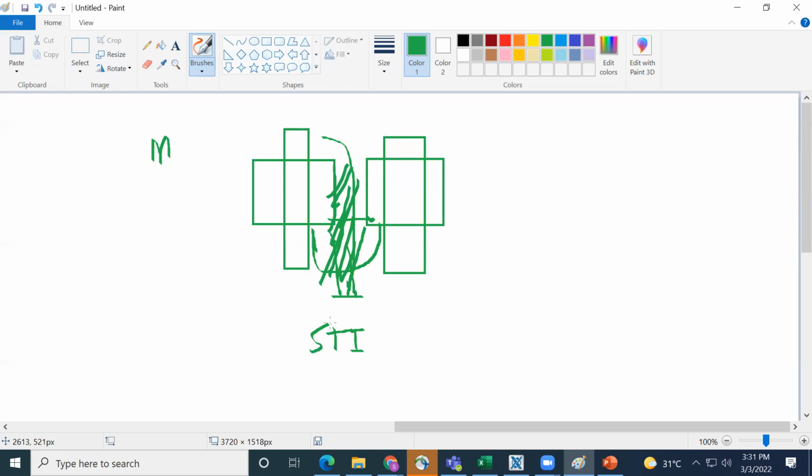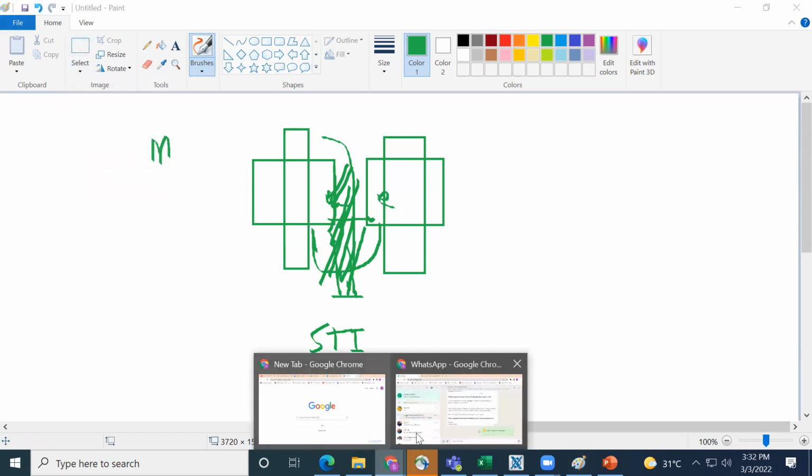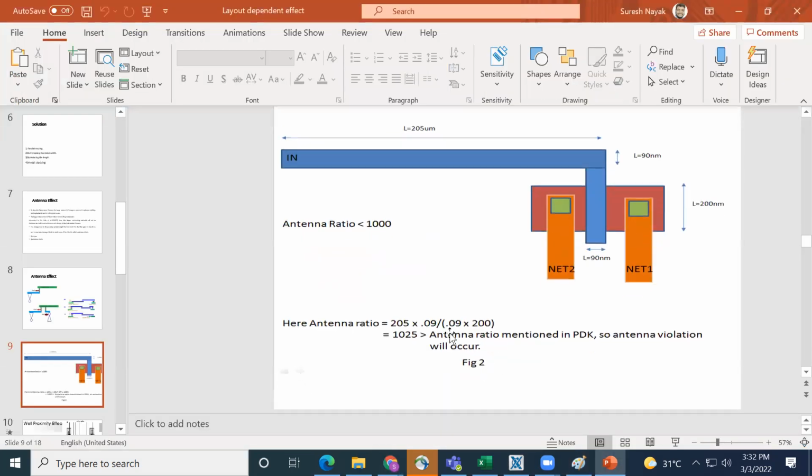Why are we using STI? This is giving isolation between two active devices. Because if you place them near to each other, there is a chance this electron will be transferred to here. So it is like an isolator between two active devices. Okay, so if you have any doubt, you can go through this PPT now.